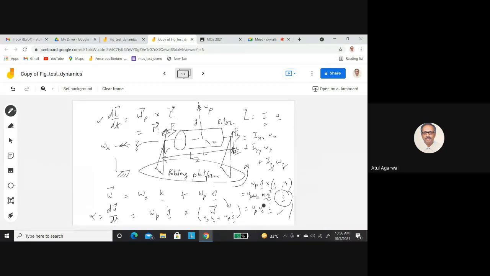So Fy into L will be equal to this moment, omega p omega s mr square by 2. This dL by dt will be equal to this. So you will be able to get the reaction from the support. And there are other reactions which are just because of the static weight, so that you have to add to these reactions. This way you get the reactions coming from the support.